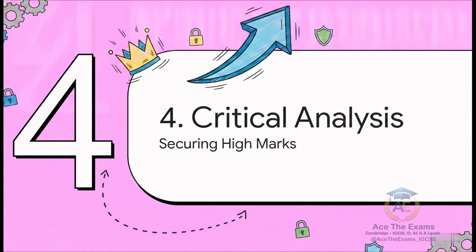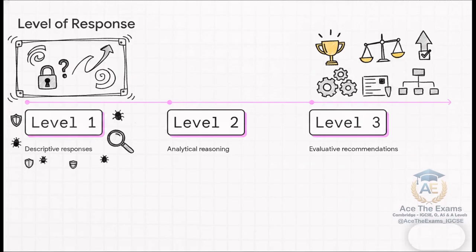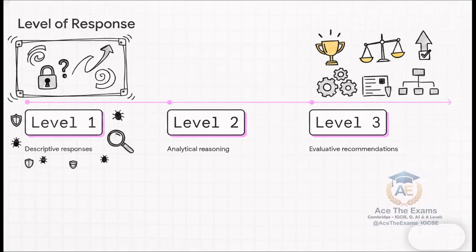Section 4. Critical Analysis Framework. Securing Higher Order Marks. To get those top-tier, higher-order marks, you really need to understand the level of response timeline. This is how the examiner grades you. A basic Level 1 answer is merely descriptive. It just tells the examiner what antivirus software is. It's fine, but it won't get you an A-star.